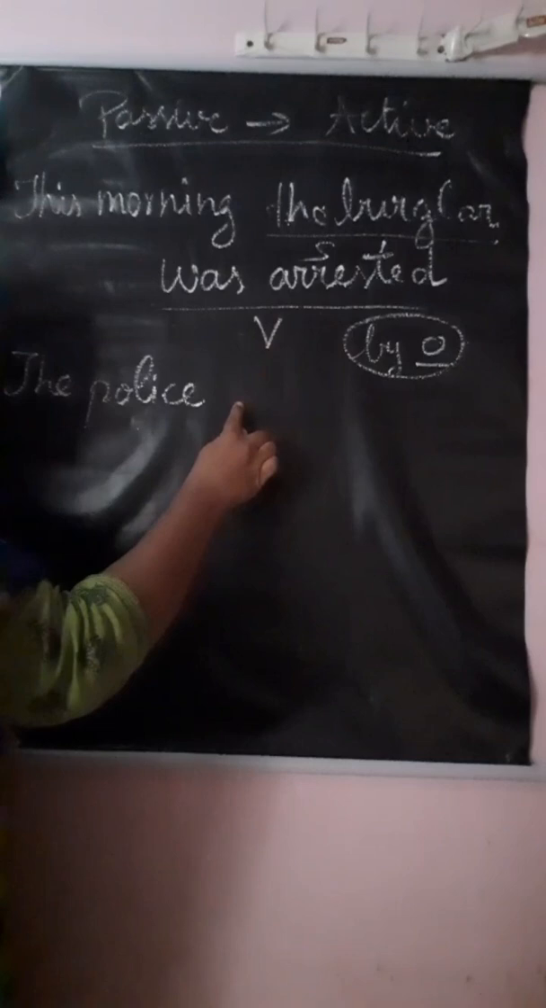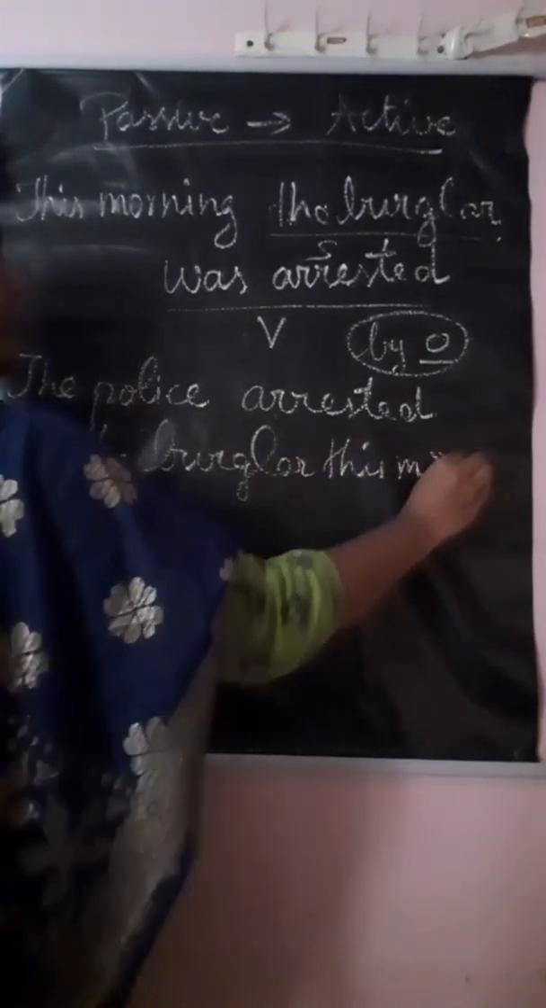We have substituted it because in the sentence they did not use one. We have to substitute: the police. And then what is the verb format? Was arrested. This is past tense. Past tense means in active, V2, the second form of the verb. The police arrested the burglar, because the subject comes to the object position, isn't it? SVO. So, the police arrested the burglar this morning. That's all. Clear?